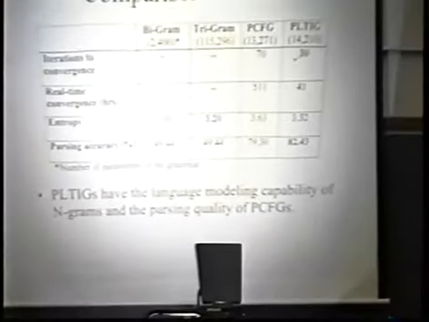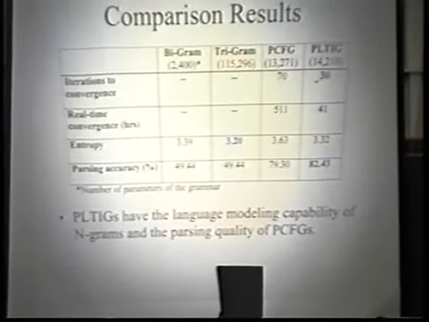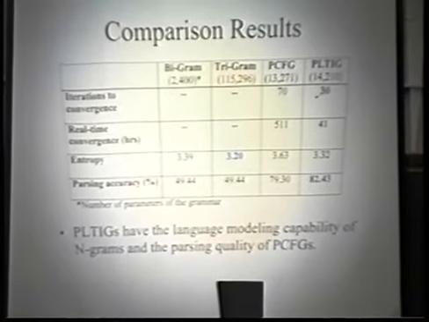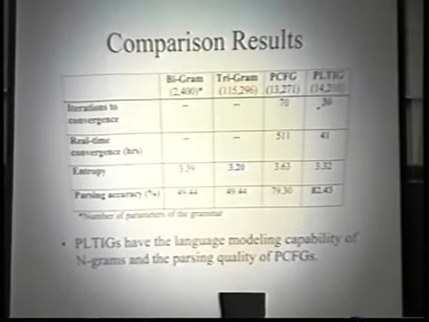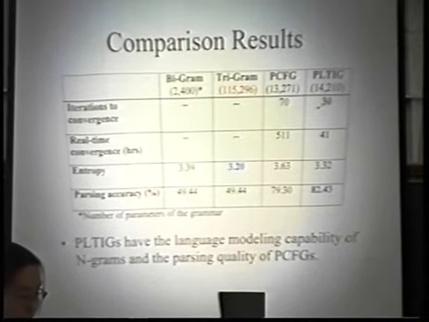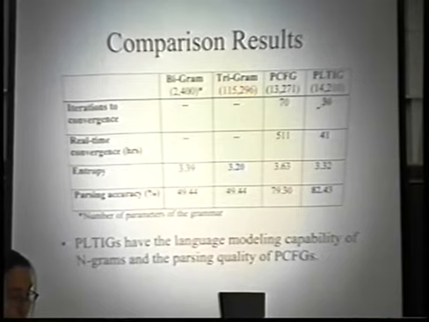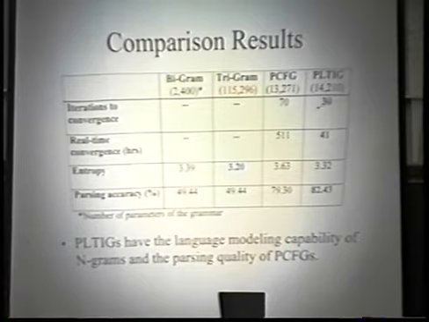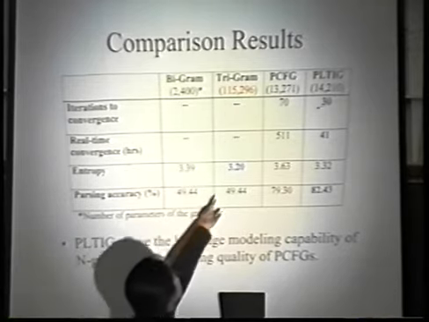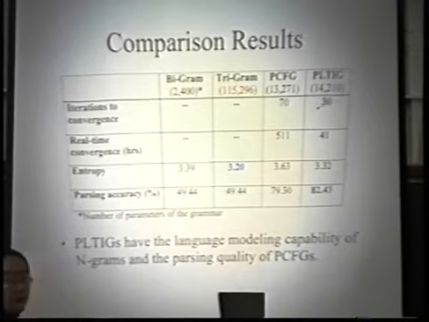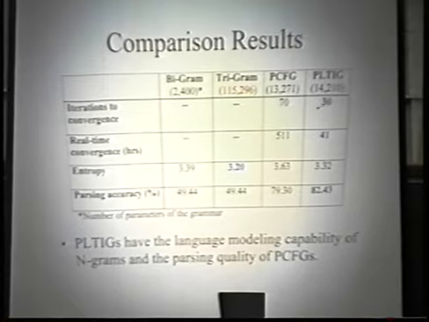Okay, so the result of this was that we find pretty much as we expected. For PLTIG, it did well for language modeling, and it did pretty well for parsing compared to the two formalisms that we're looking at. It didn't quite do as well as trigram did with the language modeling task, where trigram reached a 3.2, this is bits per word, whereas PLTIG had a 3.32. It's roughly in between bigram and trigram, yes.